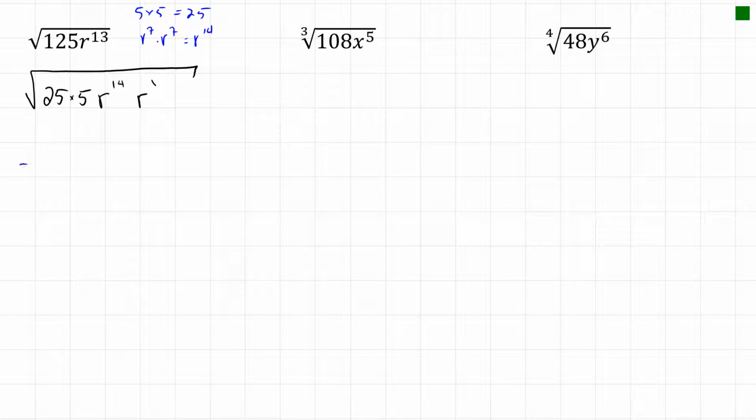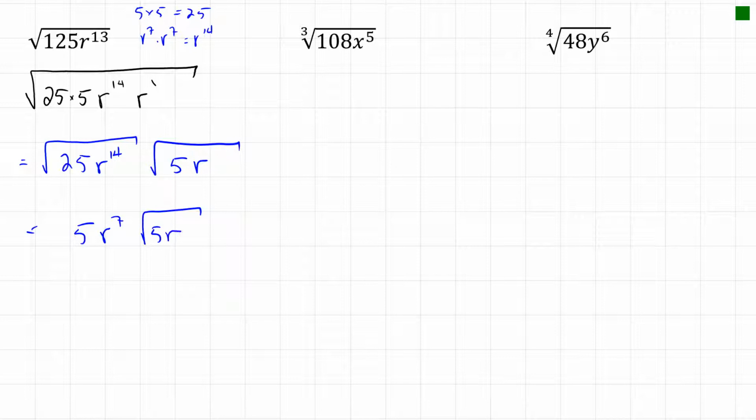That means I can take the square root of the perfect squares, so 25 and r to the 14th, and leave the other terms which are not perfect squares in the radical. So the square root of 25 is 5, r to the 7th, and 5r under the root sign.